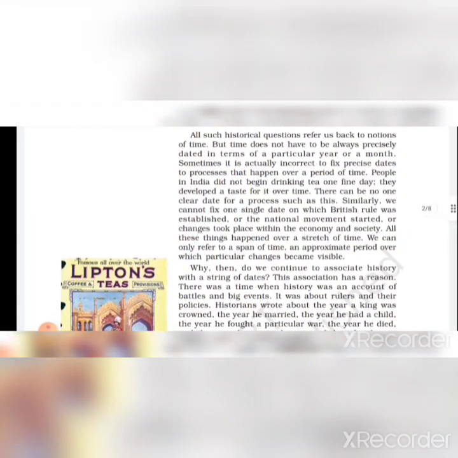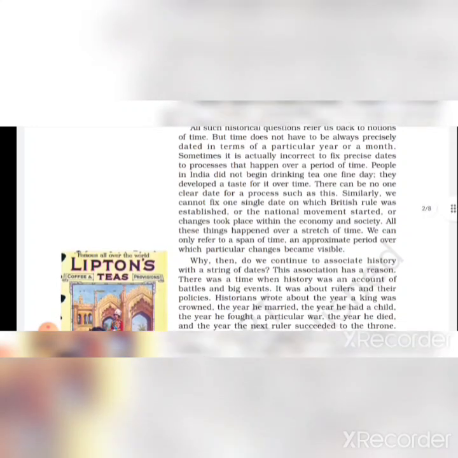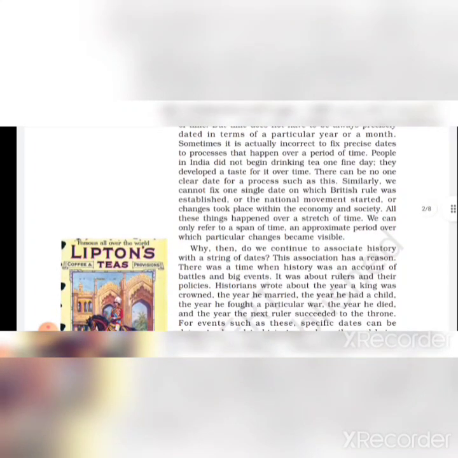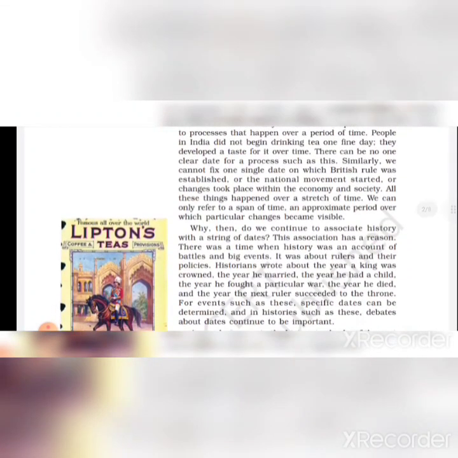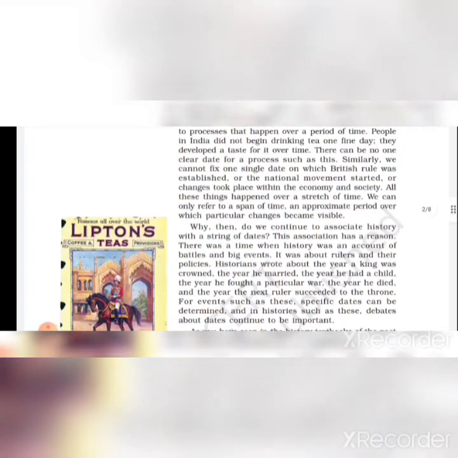All such historical questions refer us back to notions of time, but time does not have to be always precisely dated in terms of a particular year or a month. Sometimes it is actually incorrect to fix a precise date to a process that happens over a period of time. People in India did not begin drinking tea one fine day. They developed a taste for it over time. There can be no one clear date for a process such as this.